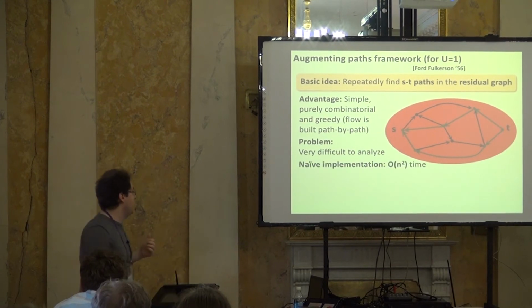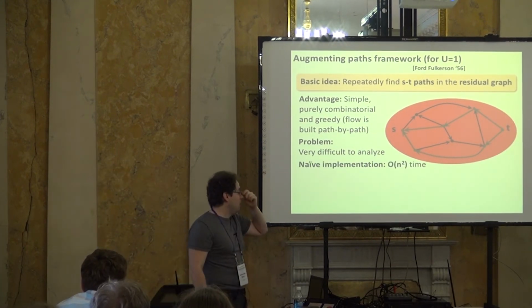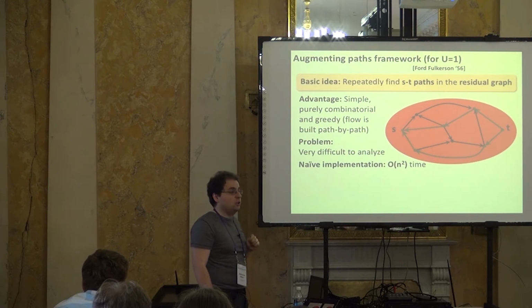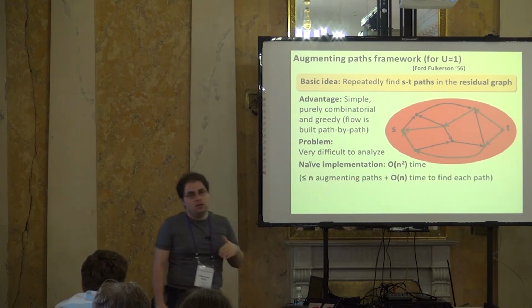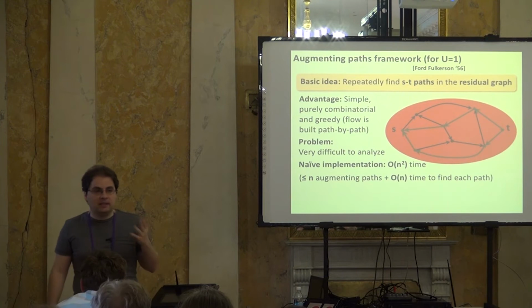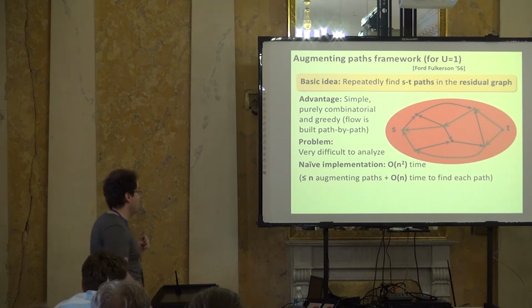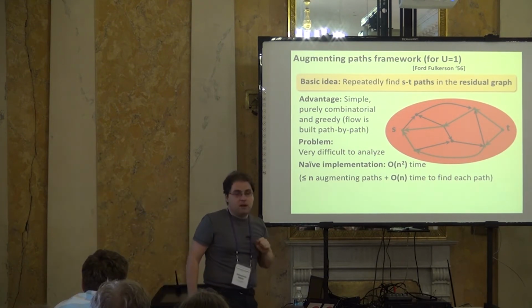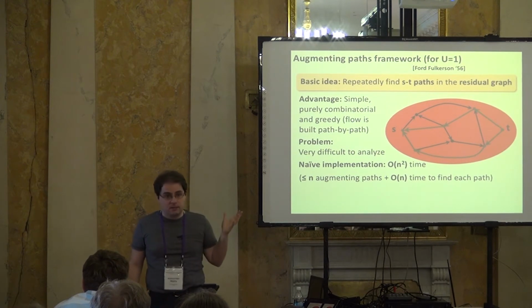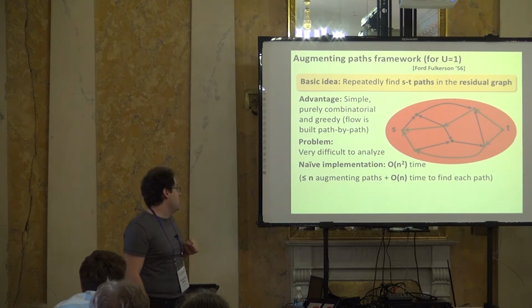Okay, so there is a very easy analysis that if you implement this thing naively, it's not hard to see that you are getting an n squared algorithm. You can augment the flow by at most n times, because this is the maximum value of the flow you can have, and then finding each path takes you linear time. This is a sparse graph. So that gives you n squared.